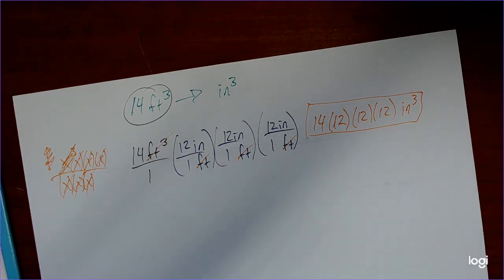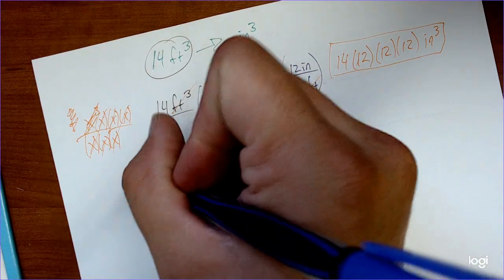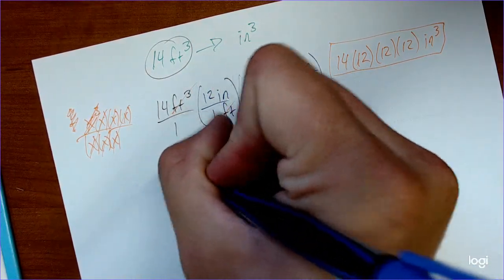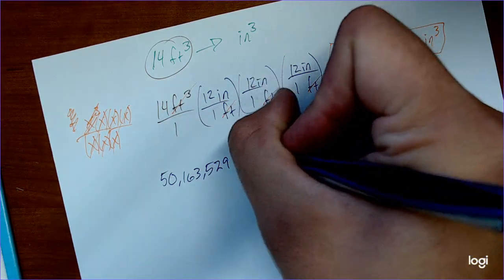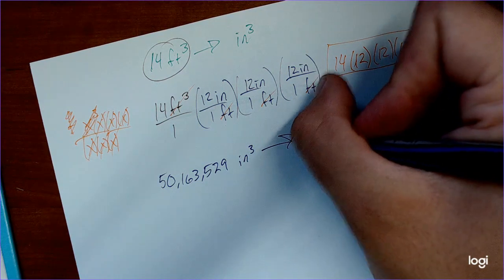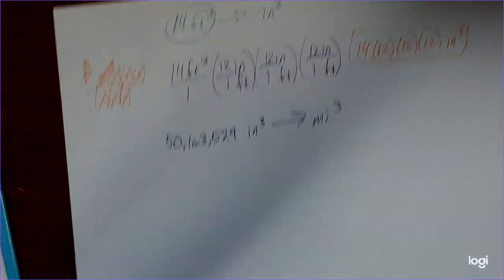Now let's do one more example. What if I have to use more than 1 unit? What if there's something in between I have to go to? Okay, so we'll do 118.3. We have to use 6 unit multipliers to convert 50,163,529 cubic inches to cubic miles. So I'm starting off at 50,163,529 inches cubed, and I have to go to miles cubed.